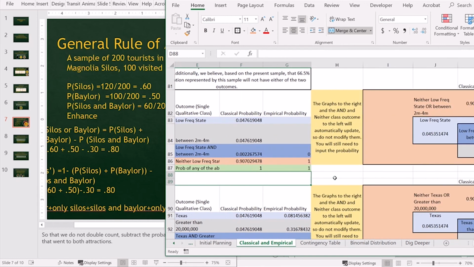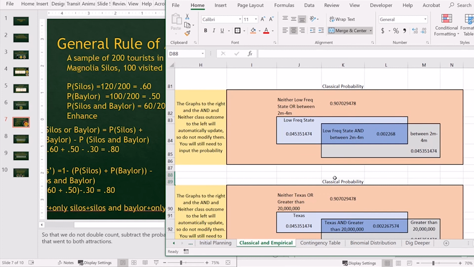So if we're going to interpret this, what do we know? You look at this right here, and we see all these different probabilities. These probabilities mean absolutely nothing unless you know what they mean, right? They're just numbers. So what we're seeing here is we have less than 1%. We literally have like a 0.5% probability of being a low frequency state and between 2 to 4 million, right? We have almost 5% of being 2 to 4 million and almost 5% of being in a low frequency state. Now, what is this? This is classical probability, right?